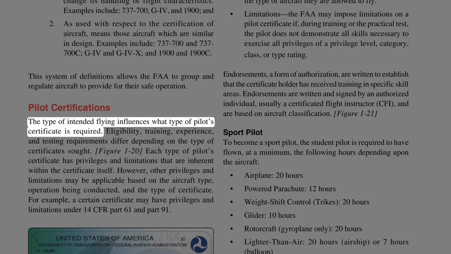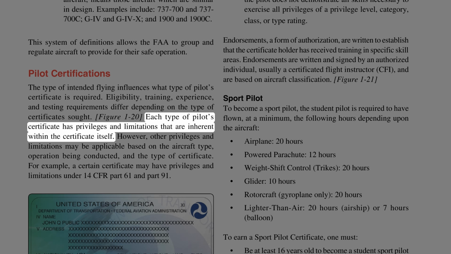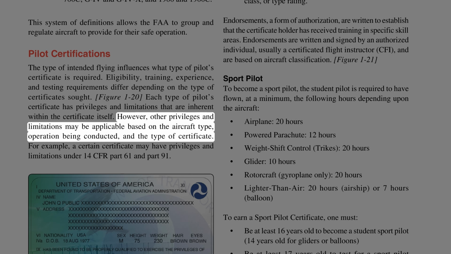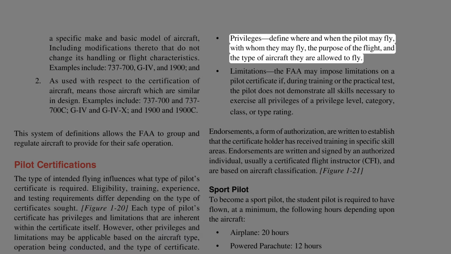Pilot certifications. The type of intended flying influences what type of pilot's certificate is required. Eligibility, training, experience, and testing requirements differ depending on the type of certificate sought. Each type of pilot certificate has privileges and limitations that are inherent within the certificate itself. However, other privileges and limitations may be applicable based on the aircraft type, operation being conducted, and the type of certificate. For example, a certain certificate may have privileges and limitations under 14 CFR Part 61 and Part 91. Privileges define where and when the pilot may fly, with whom they may fly, the purpose of the flight, and the type of aircraft they are allowed to fly.